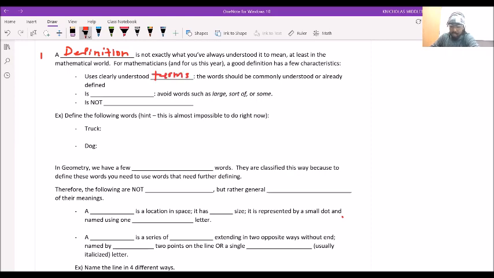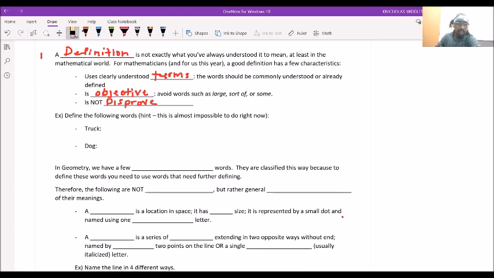The words should be commonly understood and already defined. It's objective, and that means that we're not really worried about other people's opinions about what a word means, like small or large or weird or sort of or some, those kinds of words. It should be defined and it should be objective. And also, it's not disproved. What that means is if somebody does disprove it, then it can no longer be a definition.